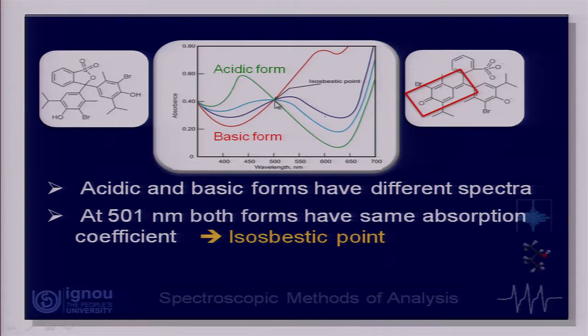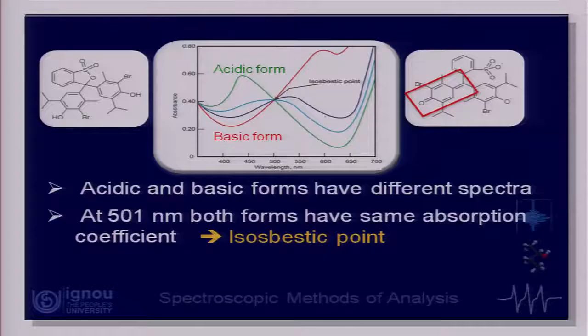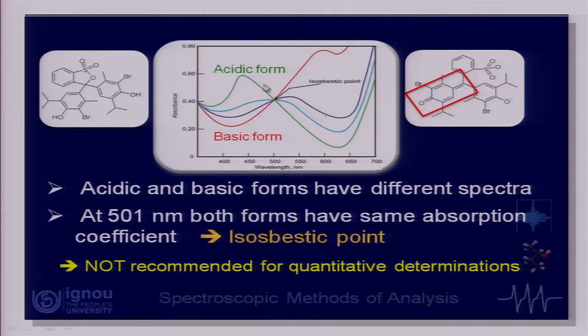This is a very characteristic point for certain systems where there is an equilibrium between two forms of the same absorbing species. And normally it is recommended that if I want to make a quantitative measurement, then this wavelength should not be used. We can use this maxima or this maxima to quantify the acidic form or the basic form, as the case may be. Okay. Let us go further.